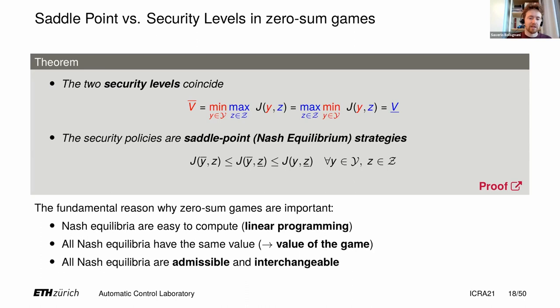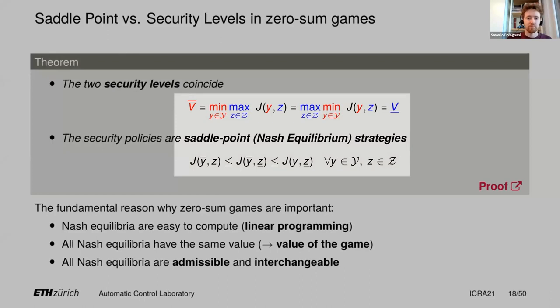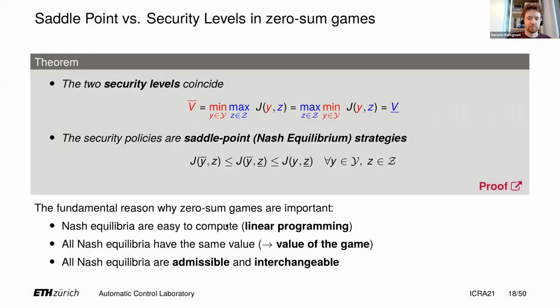Why are these zero-sum games important? Well, the first reason, which we're going to see in the next slides, is that zero-sum games are easy to solve. Nash equilibria can be found by linear programming. The other thing, if you notice here, is that the problem of multiple Nash equilibria disappears. There is one value of the game. All Nash equilibria will have that value.